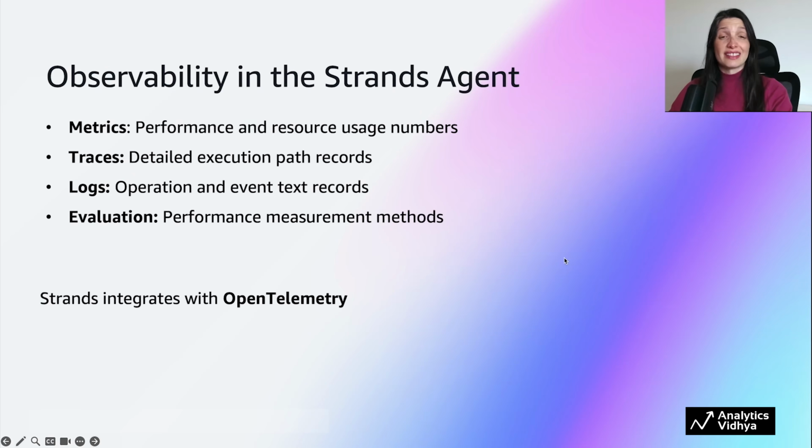In the Strands Agents SDK, observability includes metrics for performance and resource usage, traces for detailed execution path records, logs for operation and event text records, and evaluation for performance measurement methods. Strands integrates with OpenTelemetry, making it compatible with existing observability tools.